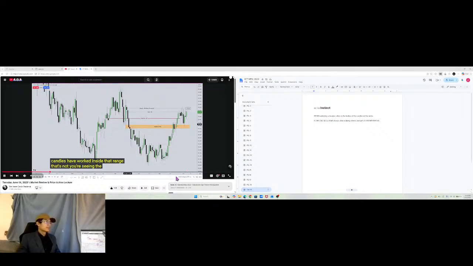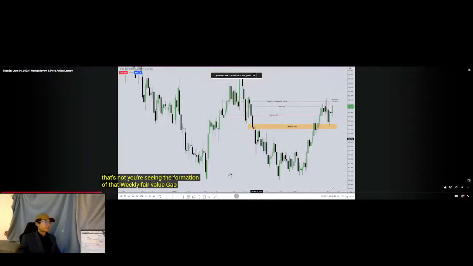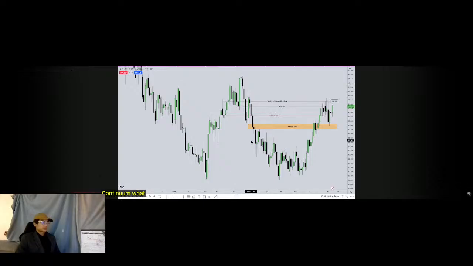You're seeing the formation of that weekly fair value gap with all of this in here on the daily chart. It's something you have to study on your own, working a higher time frame down to lower time frame. The higher time frames are parent. The lower time frames are subordinate. They're only going to behave in a manner that allows certain price delivery within the context and constructs of a higher time frame imbalance or liquidity pool. That's it. That's the liquidity continuum. What you're looking for.